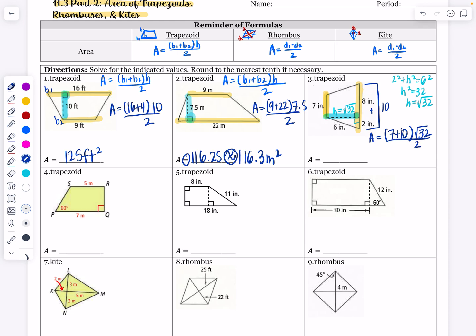Okay, so I'm going to do 7 plus 10 gives me 17, times the square root of 32 gives me 96.16, and it keeps going. I'm going to divide that by 2, and I'll round at the very, very end. So that is going to round to approximately 48.1 inches squared of area, and I didn't round it until the very end.